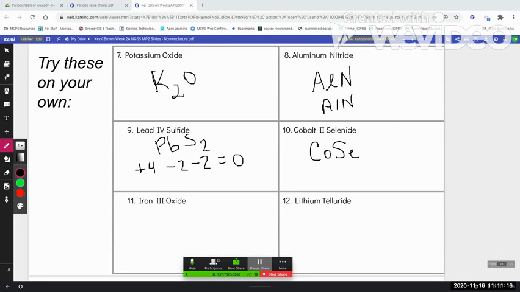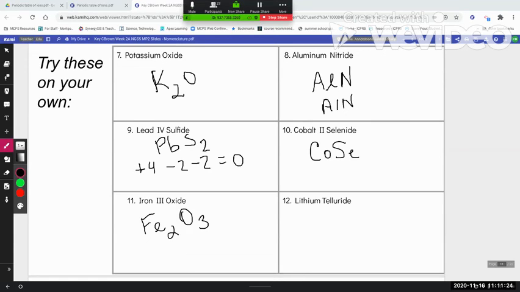And then this should be Fe2O3. And then this should be Li2Te. It's almost light, but you know, it's fake. It's fake light. All right.